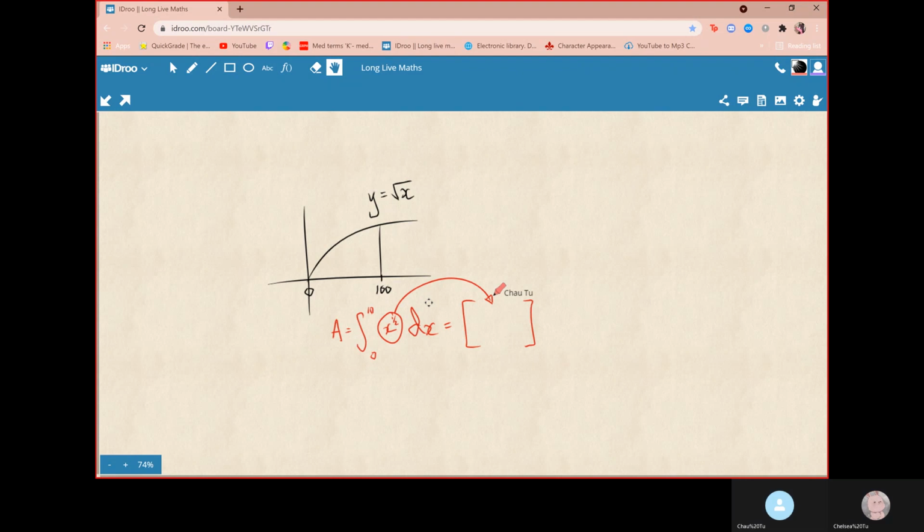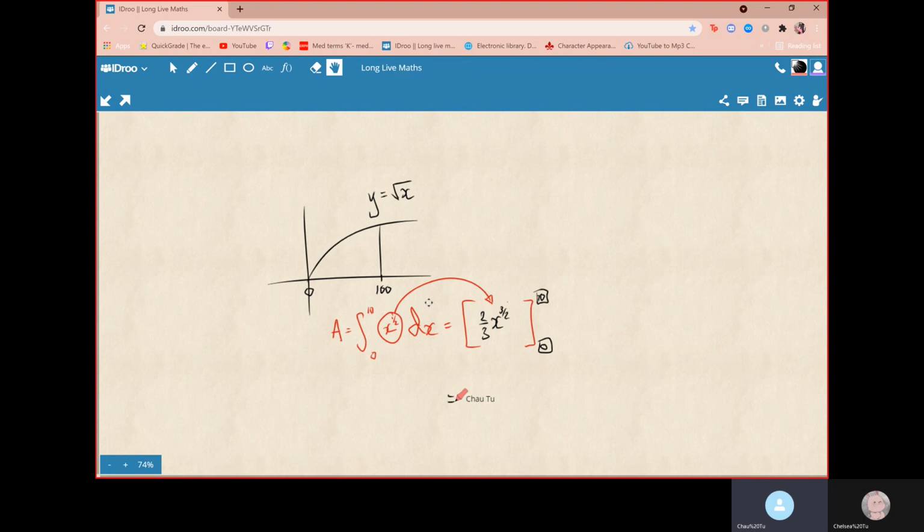I thought I already integrated. Oh. Yeah. What was it? Can you remember? It was actually 2 over 3, x to the power of 3 over 2. Yeah. From where to where, Chelsea? From 10 to 0. Oh, we're going to say from 0 to 10. Okay.